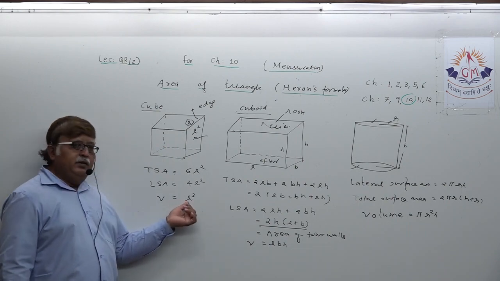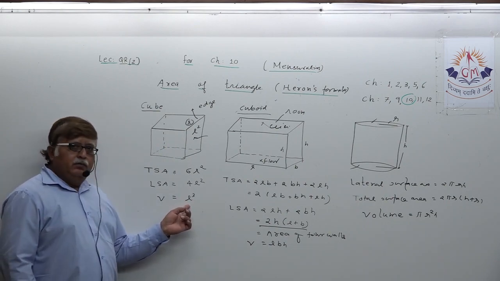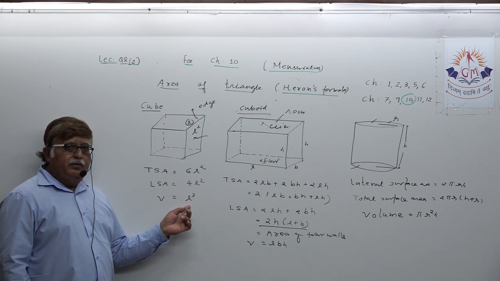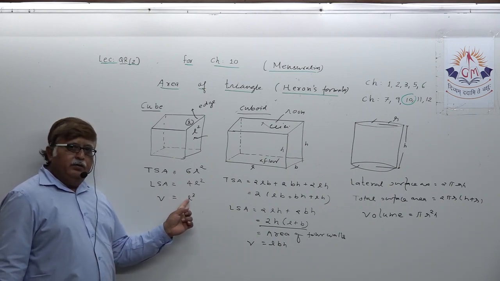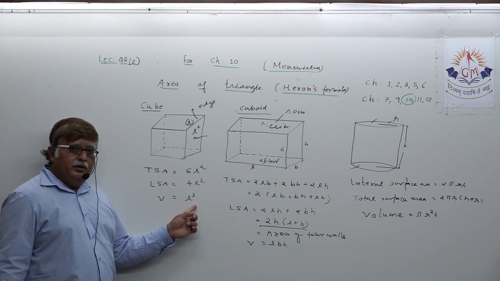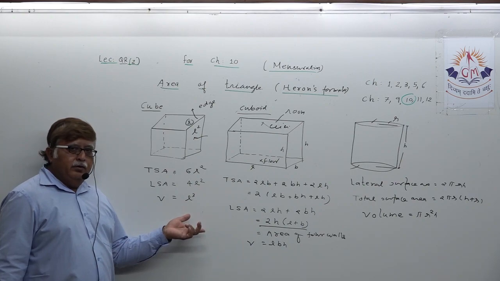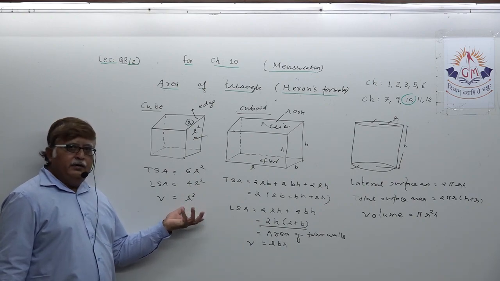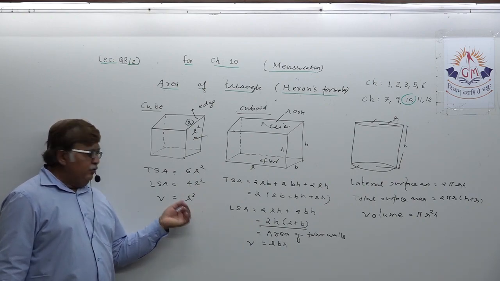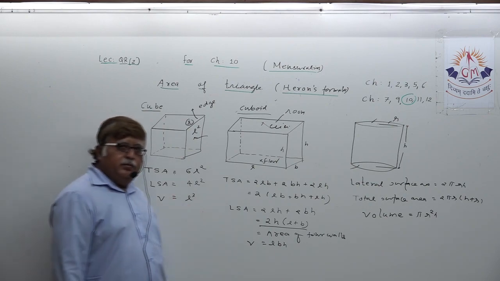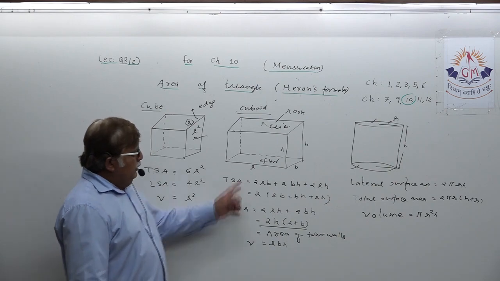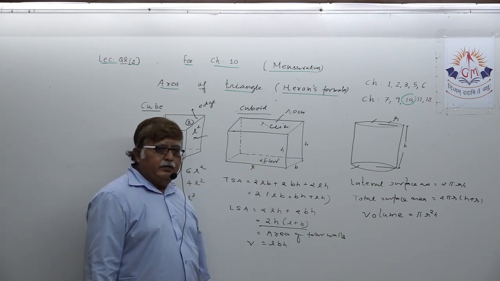Now suppose you are given in exam, find the volume of cube having edge 10 centimeter. So L equal to 10. So V equal to L cube, 10 cube, 10 into 10 into 10. 1000 cubic centimeter. This is the way you should revise the topic.